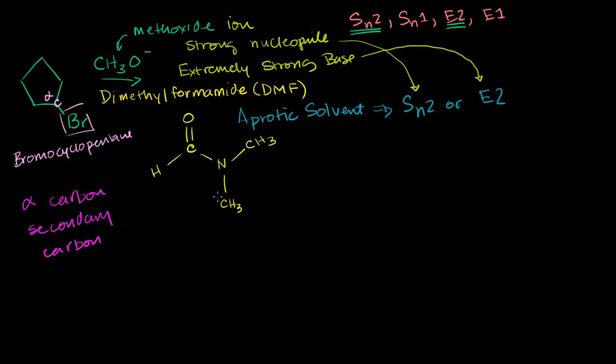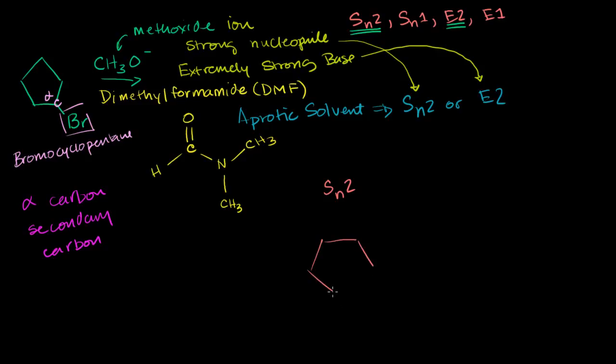But when we look at all of the other data points, they're pointing at both Sn2 or E2. We have a strong nucleophile slash base. We have an aprotic solvent. It's going to be an Sn2 or an E2 reaction. So let's actually draw the reaction. Let me do the Sn2 first, in orange. If we were to have an Sn2 reaction, let me redraw the molecule.